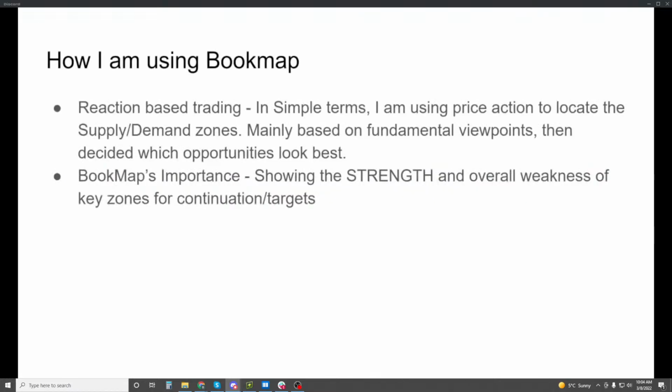So the structure of how I use Bookmap: a lot of people use the word price action, or I throw that out there loosely, but I like to say it's more based on reactions. And if you're using Bookmap, in my opinion, it's a great tool to find those reaction levels, right? So in simple terms, I'm using price action to locate those key supply and demand zones, which we're going to go over in two trades that I used, and this is the past literally 7 days that I've been trading. One was yesterday on Moderna, and then the other trade will be Lucid.